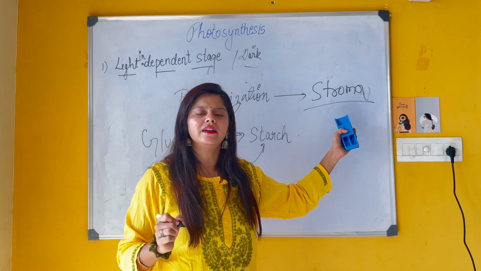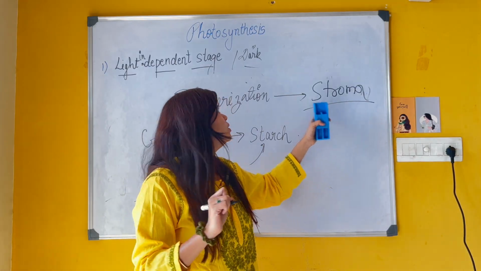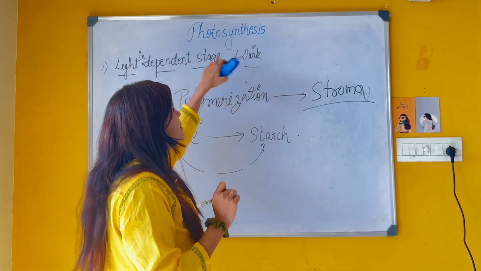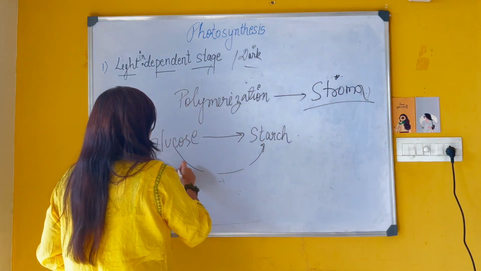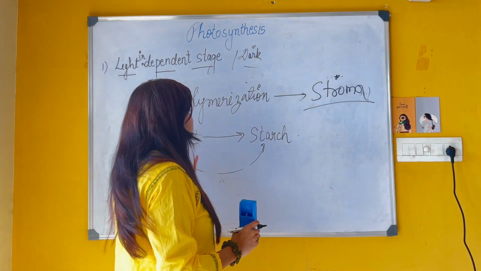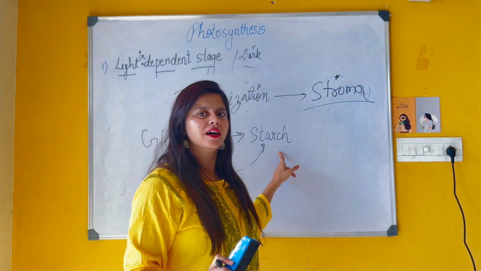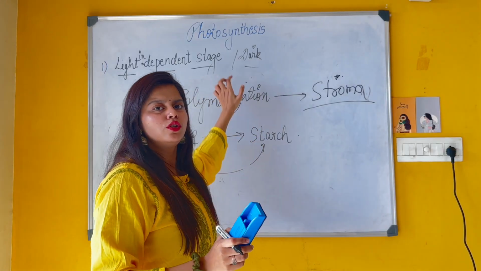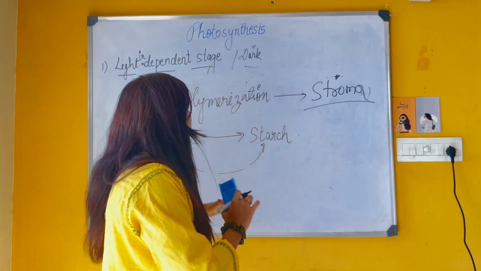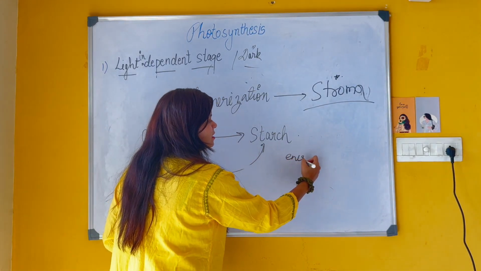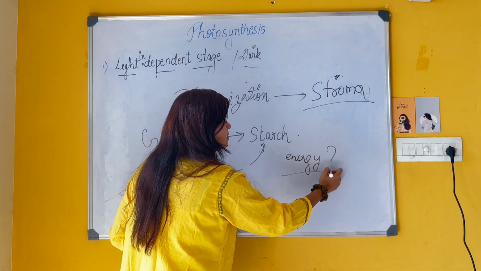The colorless ground matrix, which is also called stroma. The location for the dark phase, the light independent phase, is stroma. Now a question to all of you. Do you think converting glucose into starch will require energy? There is no light energy in this phase, because it is light independent. So where will that energy come from?